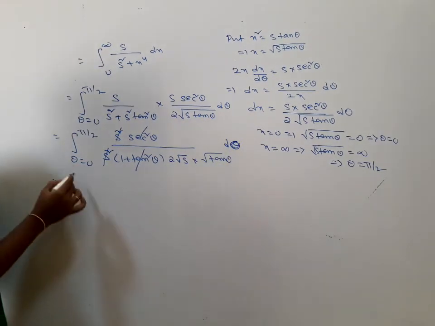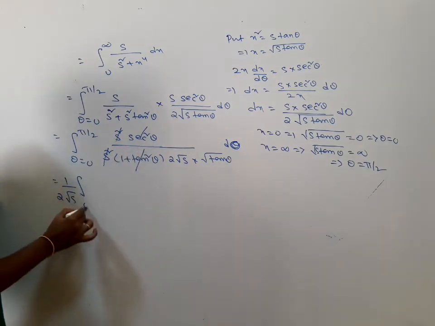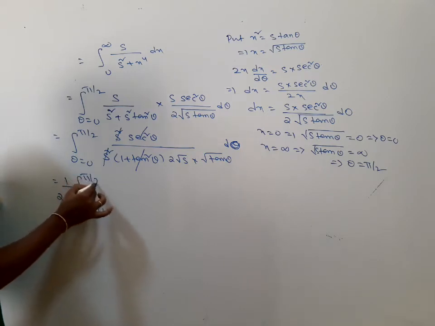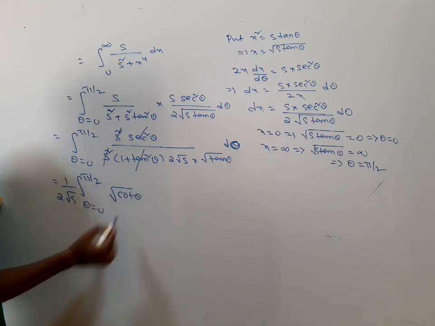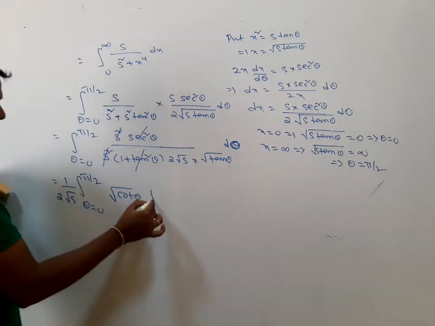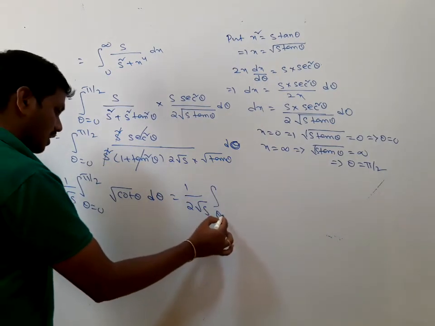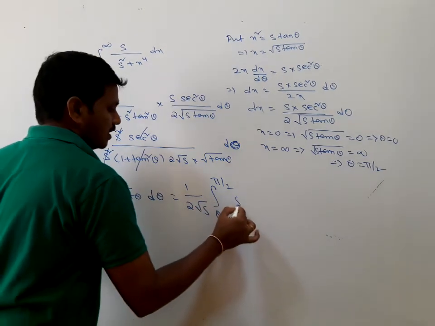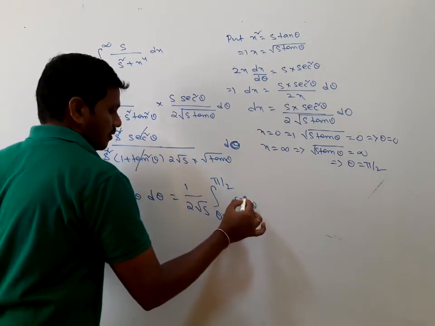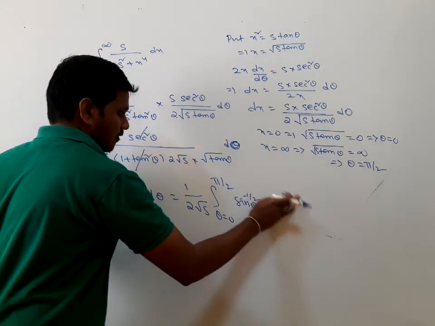We have 1 by 2 root s integral theta is equal to 0 to pi by 2, 1 by root tan theta, which is root cot theta, d theta. This is same as 1 by 2 root s integral theta is equal to 0 to pi by 2 root cot theta, which is same as sine to the power of minus 1 by 2 theta cos to the power of 1 by 2 theta.